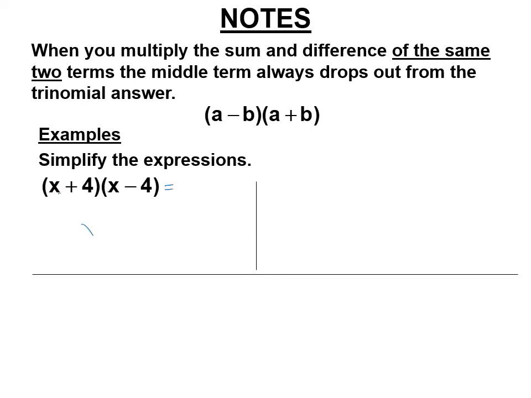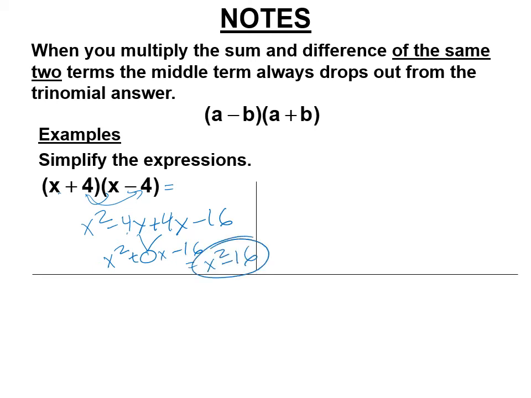x times x, x squared. x times negative 4, negative 4x. 4 times x, plus 4x. 4 times negative 4, negative 16. So you add those together. Negative 4x plus 4x is 0, so you get x squared plus 0x minus 16, but you're not going to write it that way. You're going to write x squared minus 16.